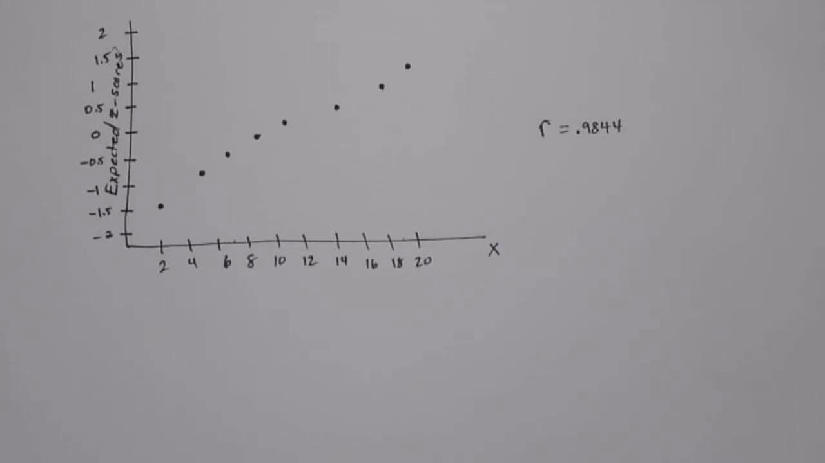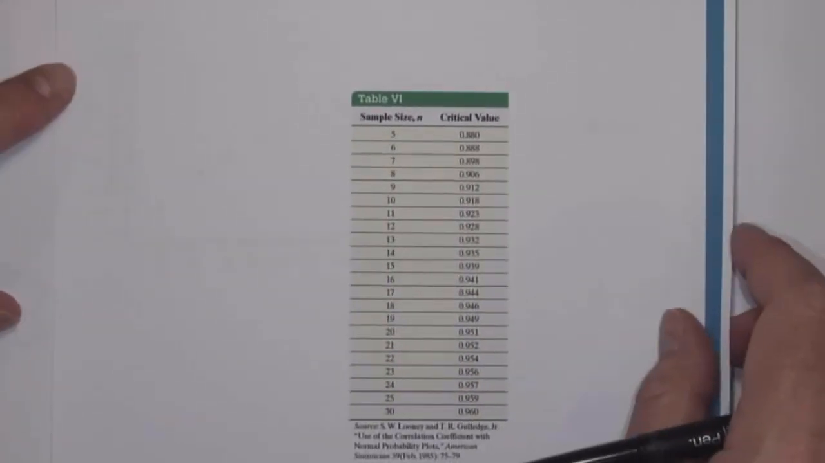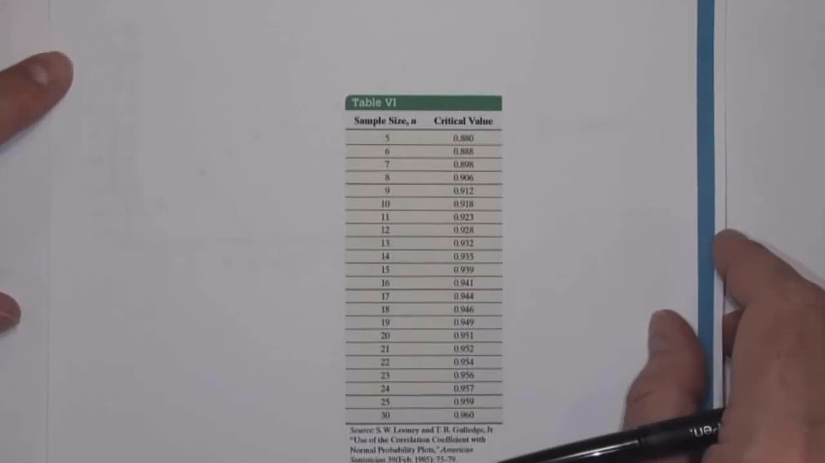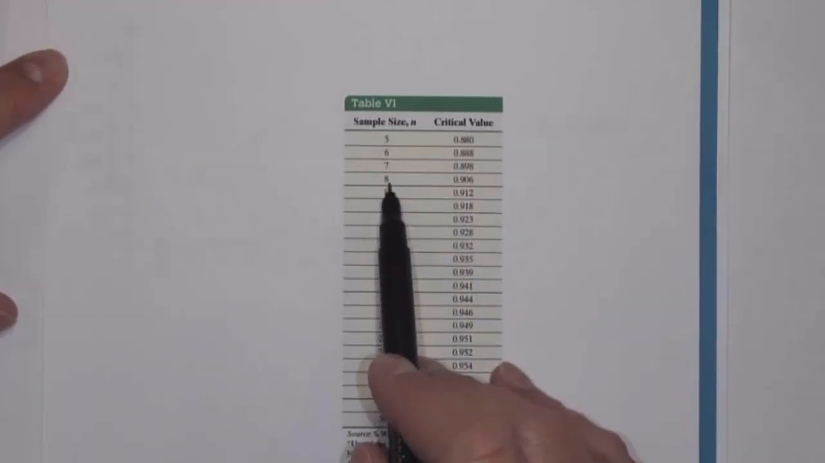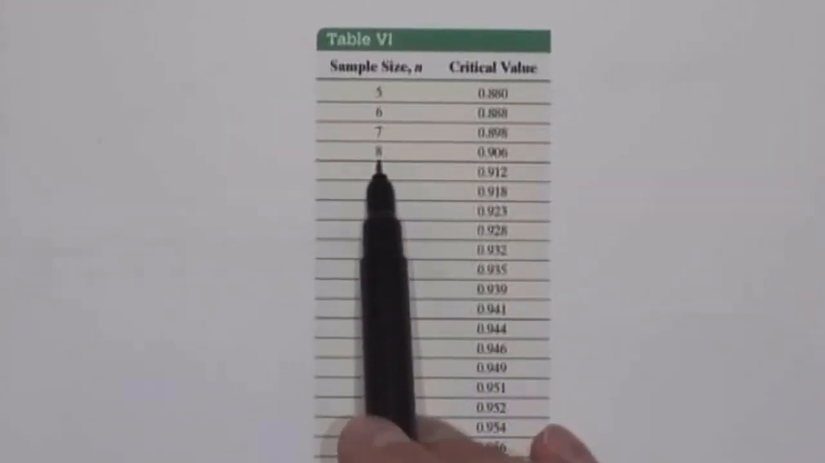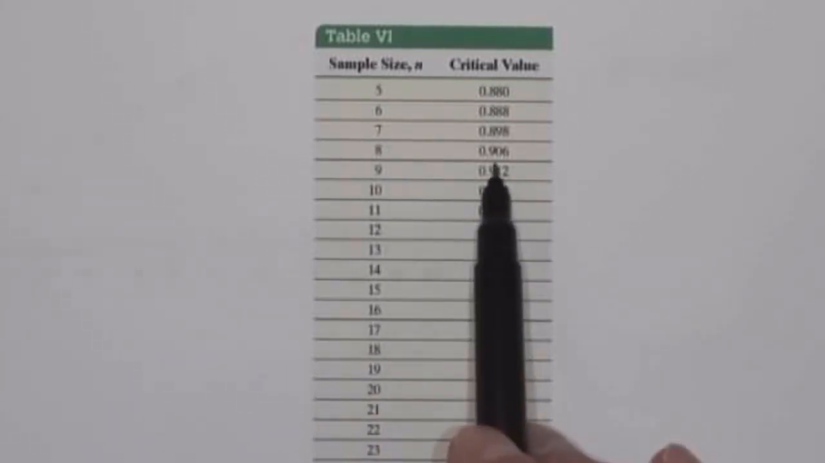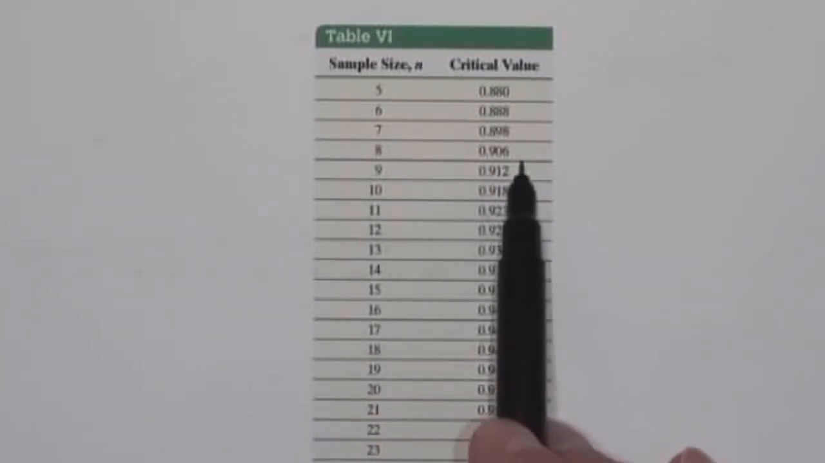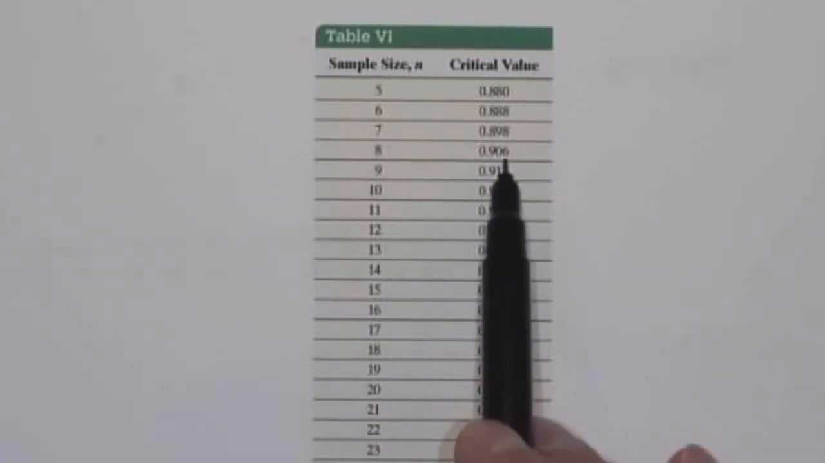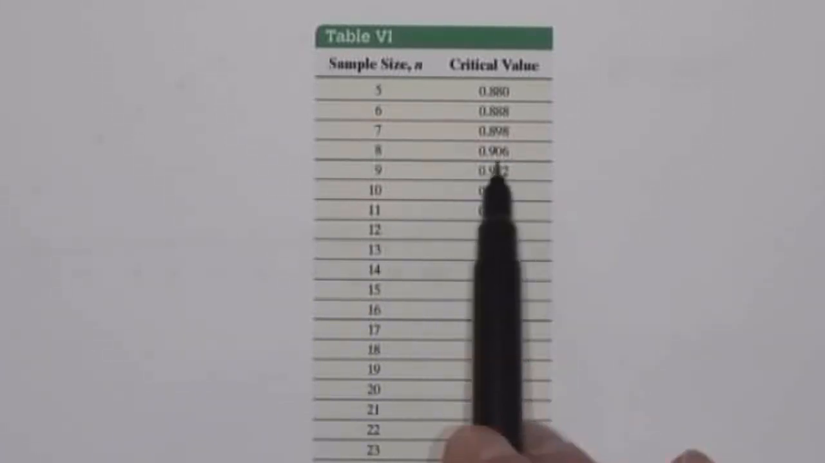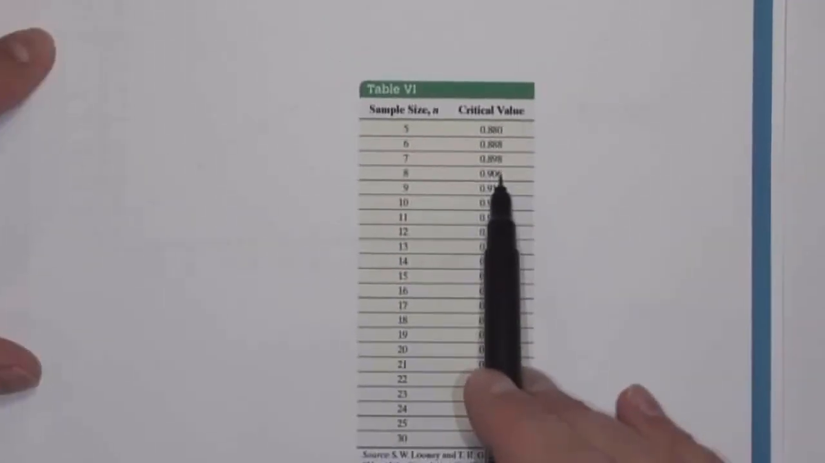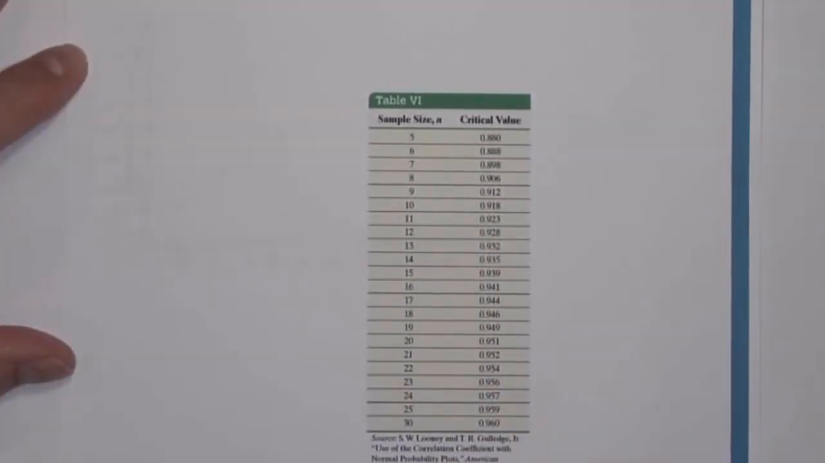Well, we have a table of critical values that we can use for this. This is Table 6 from the appendix of our book. And so if I bring this in, here's how this works. So I look at our sample size, which in this case was 8, okay? And so our critical value is 0.906. As long as our correlation coefficient is 0.906 or higher, that indicates we have a linear relationship, and thus our data follows a normal distribution.